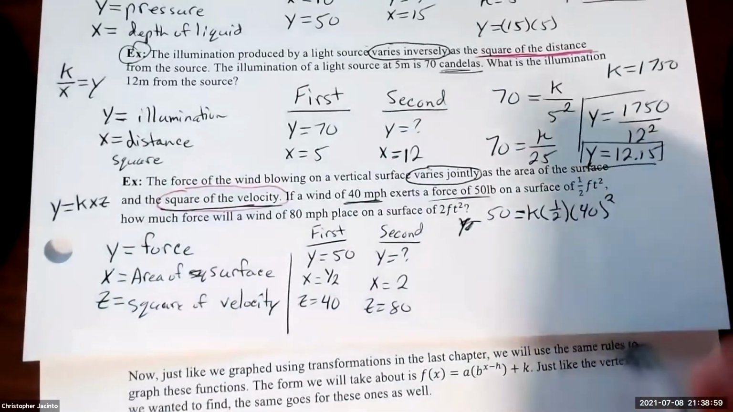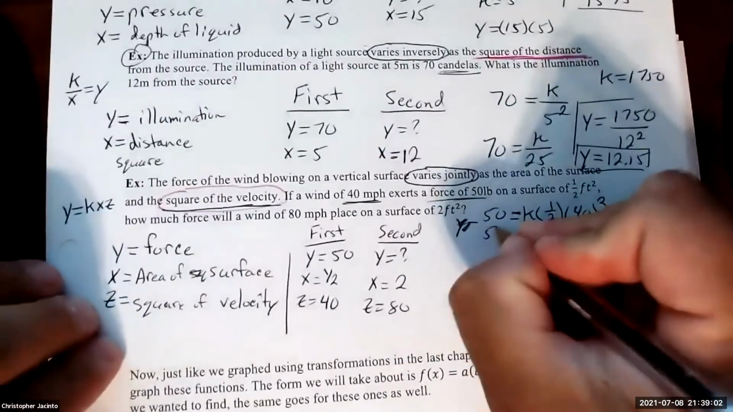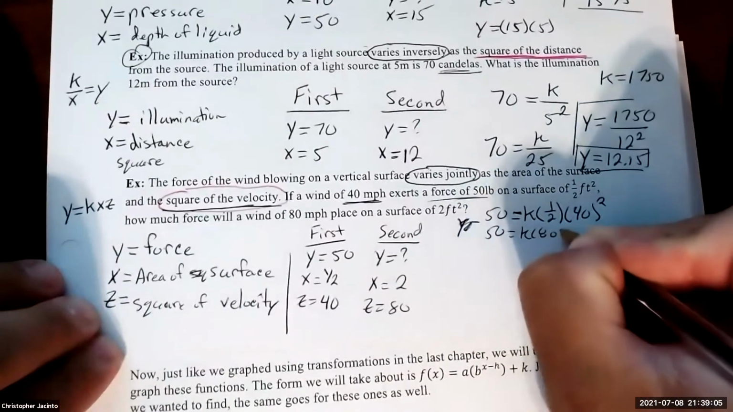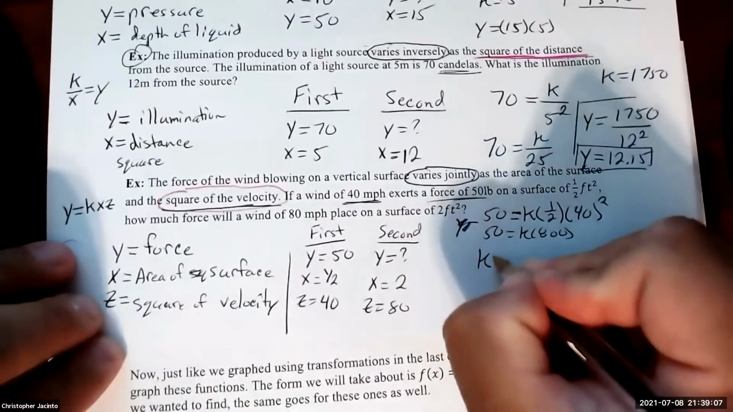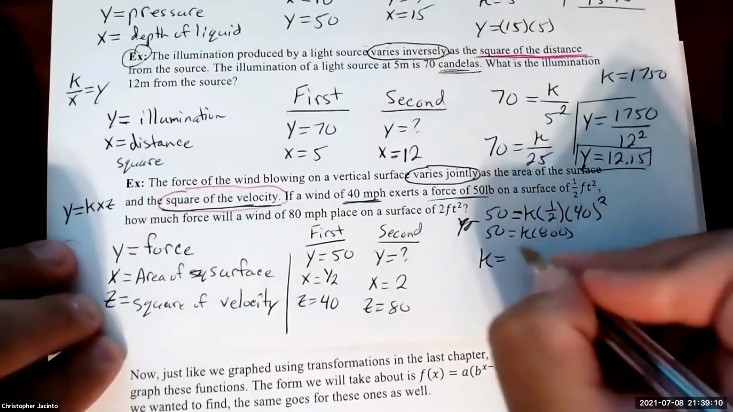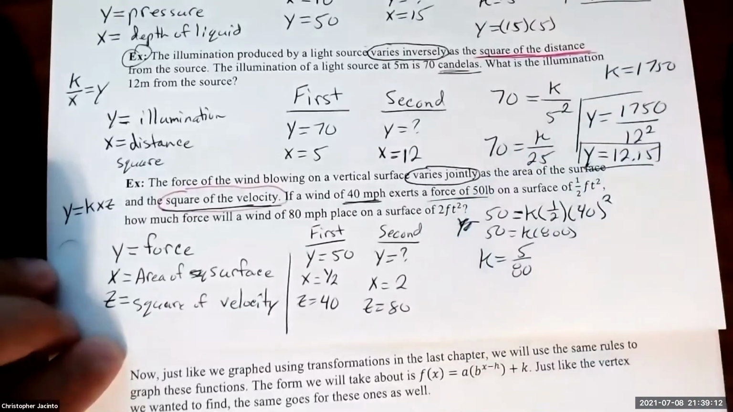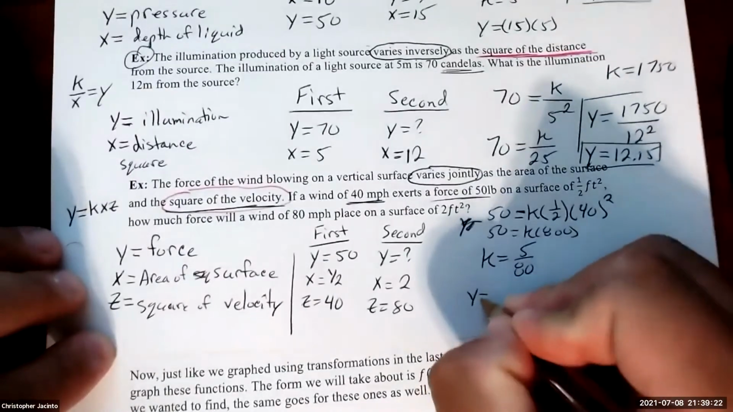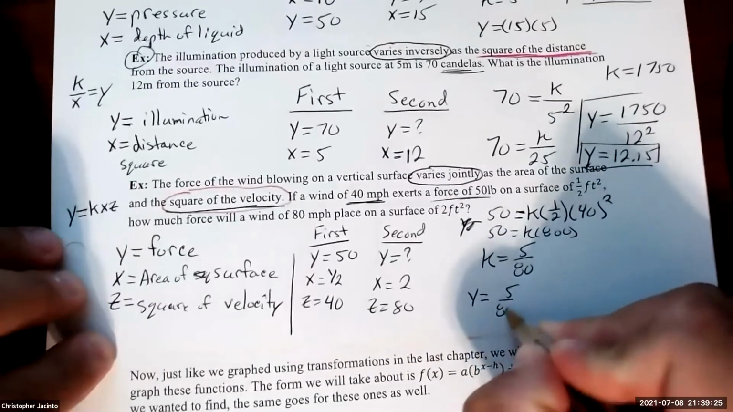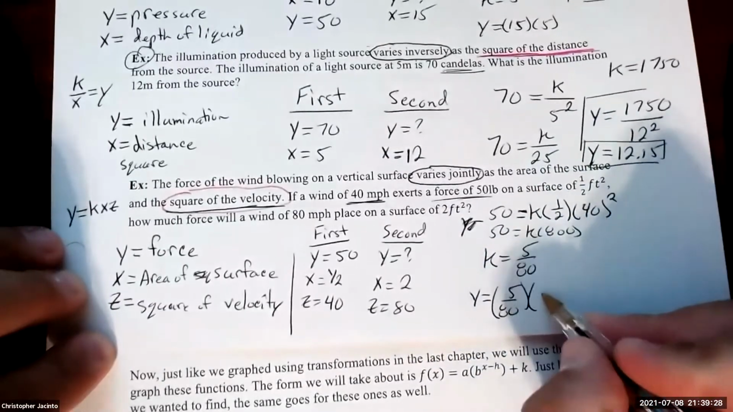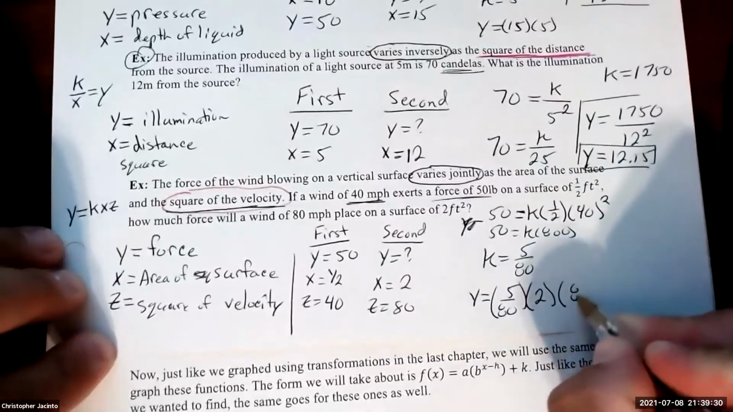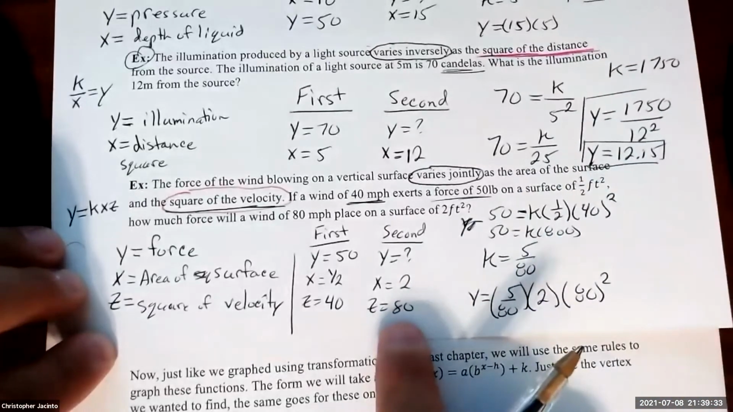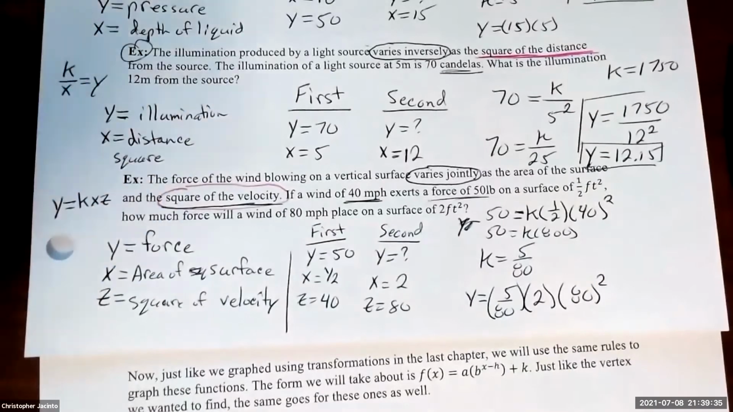That's going to give us 800. So it's going to be 50 equals K times 800. And then just divide it over. So K is going to equal 5 over 80. Okay. Now that we have that, we can finally solve what we want. So it's going to be Y equals 5 over 80 times 2 times 80 squared, because that's our velocity squared. All right, so let's see what we get.